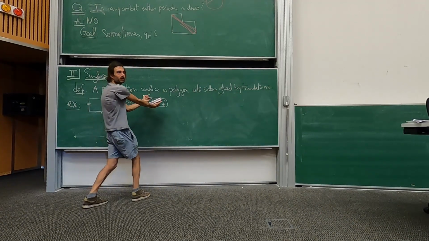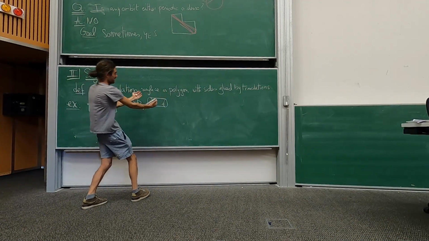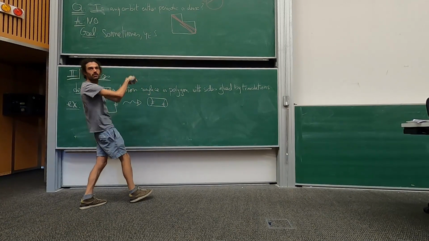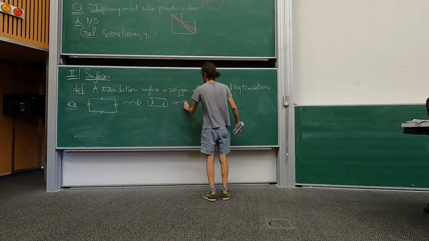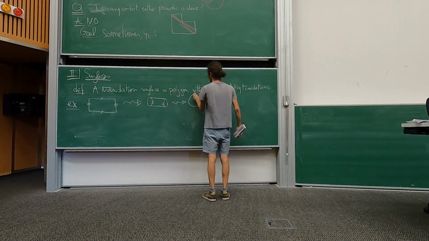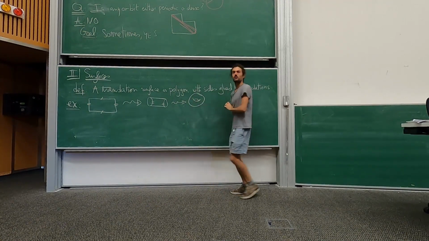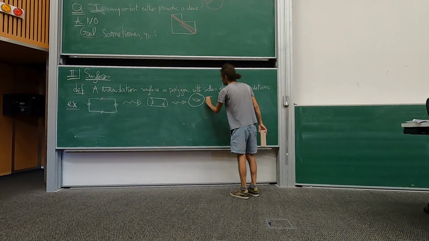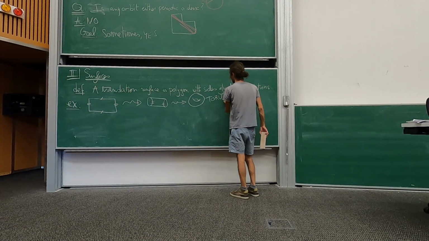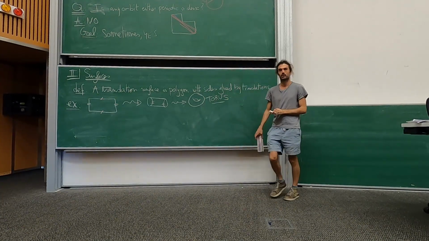And now if I want to glue left and right, I have to take my cylinder and glue it. It gives me a donut, which is also called the torus. So that's an example.